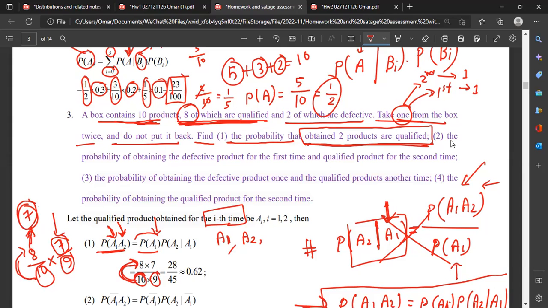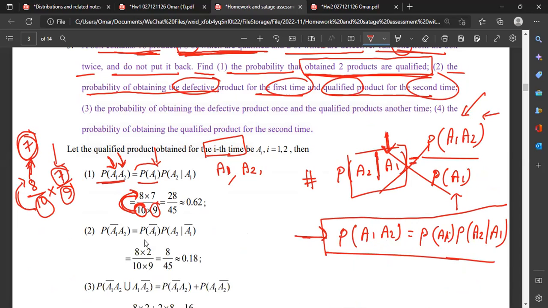And number 2, the probability of obtaining a defective product for the first time and qualified for the second time. So defective for the first time, qualified for the second time. Now see here, defective for the first time means A1 inverse. Inverse means defective. And qualified for the second time means A2. So if we break down the formula, it will be P of A1 times P of A2, given that the condition is A1, okay?